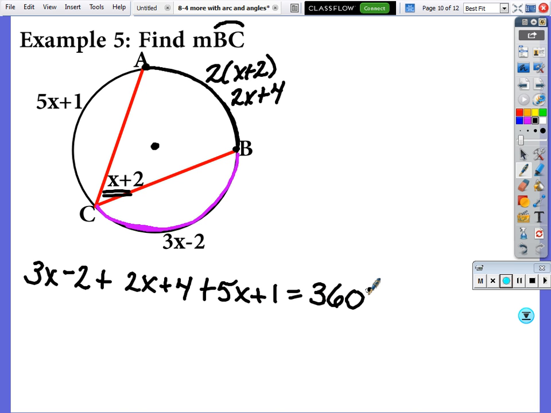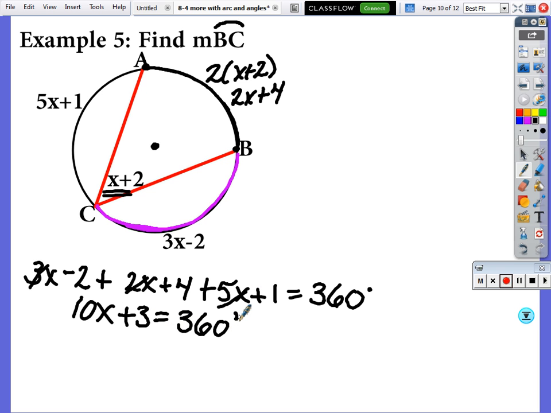So now I'll solve for x piece by piece. I'll combine all like terms. So I'm going to combine all my x's. Positive 3 plus 2 x's, 3x plus 2 x's is 5 x's, plus another 5 x's is 10 x's. I just took care of my x's. And then I'm doing negative 2 plus 4, which is positive 2. 2 plus 1 is 3. So plus 3 is equal to 360 degrees.